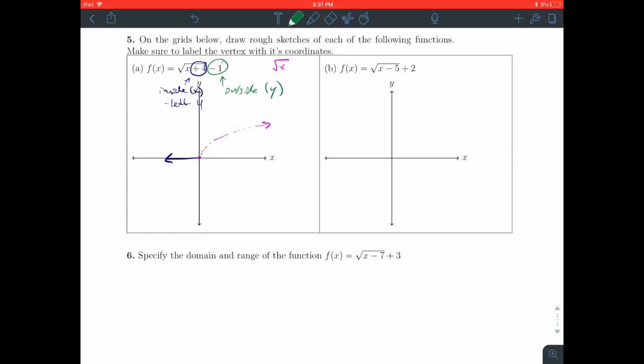So outside is going to be in the y direction, and that will be down 1.